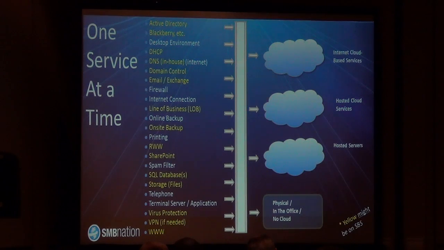All right. So this is a list that, and it may be incomplete, you may have other things you do in your business, but these are services that you provide to your clients with regard to technology. So you need Active Directory, you need a router and a firewall and a switch and DHCP and DNS and all this kind of stuff. The ones in yellow might be on SBS. They've got a little thing in the corner. They might be on SBS. So you have to choose where you're going to put them.